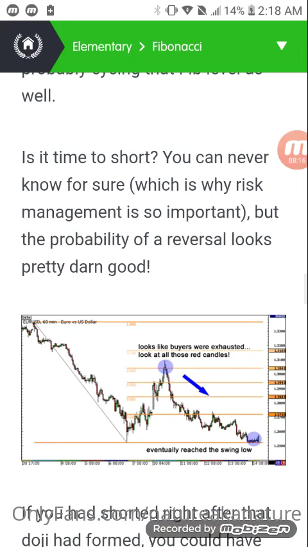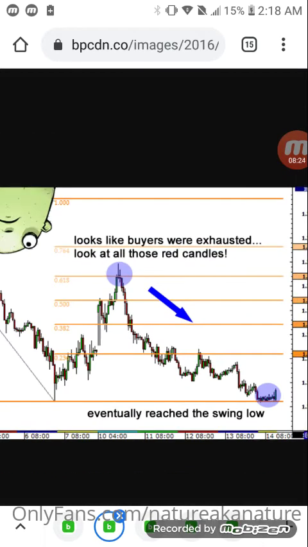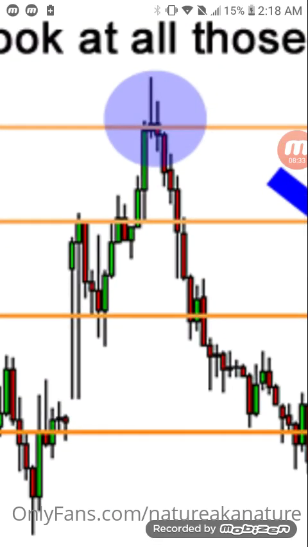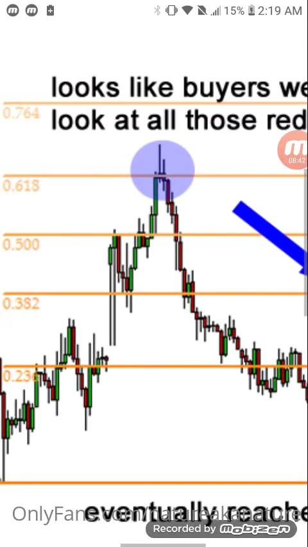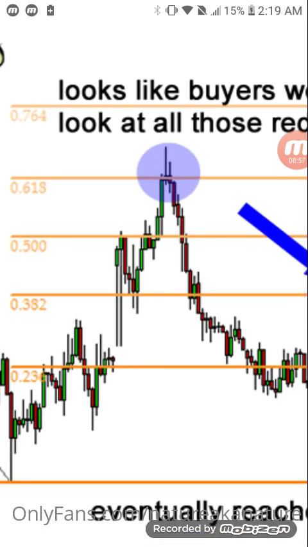So price does reverse, as you can see right here. Looks like buyers were exhausted at the 61.8 level, making a double top. Price starts heading back down. You see these red candles, a lot of red candles. Just know that red candles mean sellers, green candles mean buyers. So it shot past the 50 level, then the 38.2 level.